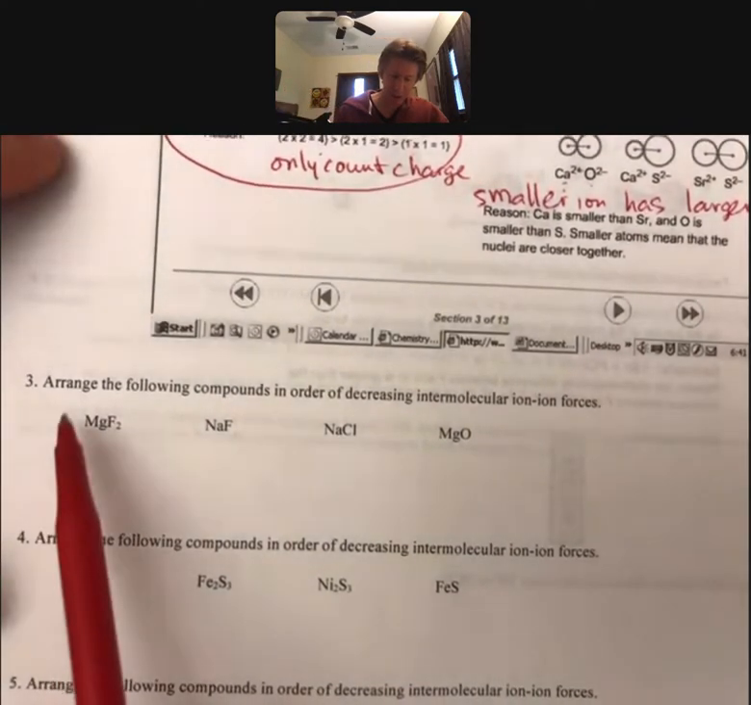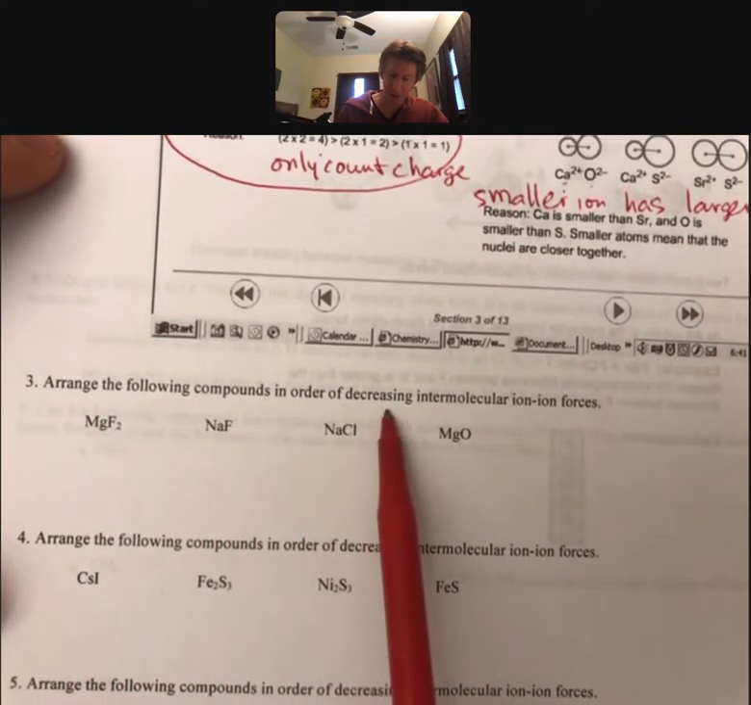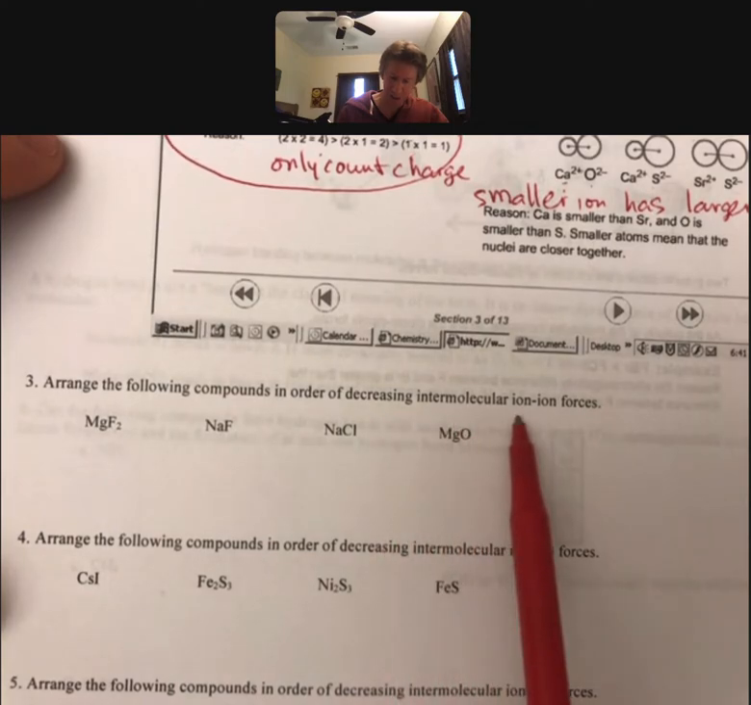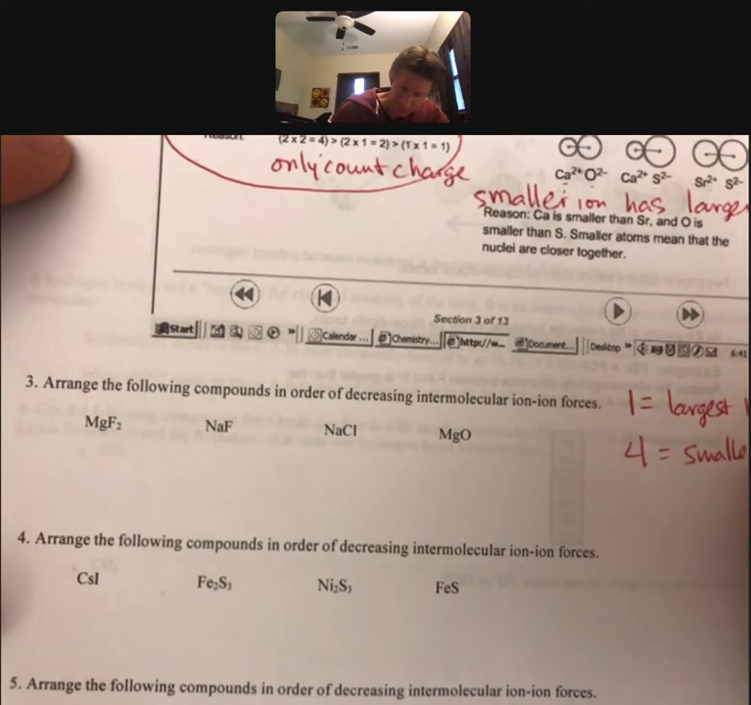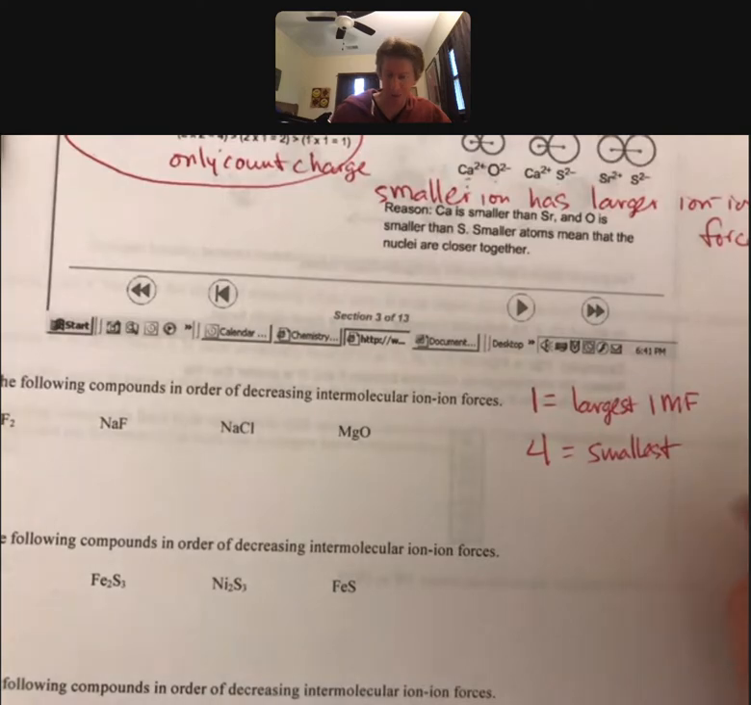This is problem three. It says arrange the following compounds in order of decreasing intermolecular ion-ion forces. Here's what I'm going to do. I'm going to say 1 equals largest IMF and 4 equals smallest, and I'll use that throughout.